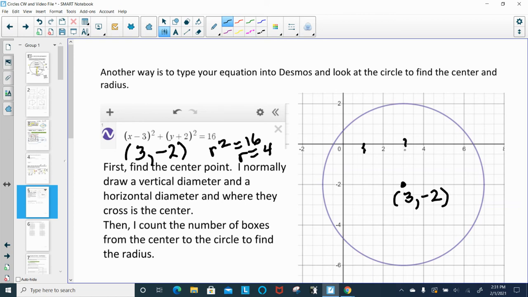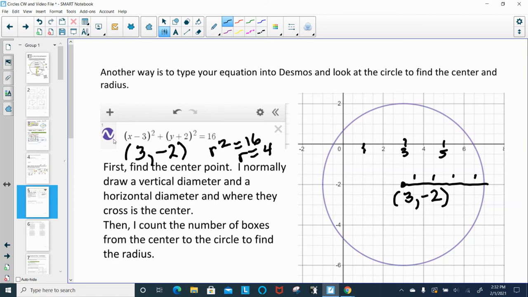So this is, I'm going to make this a 3. This is going to be a 5. So every 2 boxes is a unit. So 3 to 4, that's 1. 4 to 5, that's 2. 5 to 6 is 3, and 6 to 7 is 4. So this has a radius of 1, 2, 3, 4. That's the way that Desmos can help us the most.